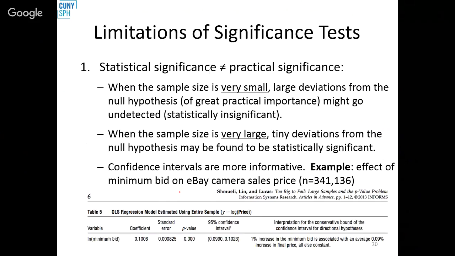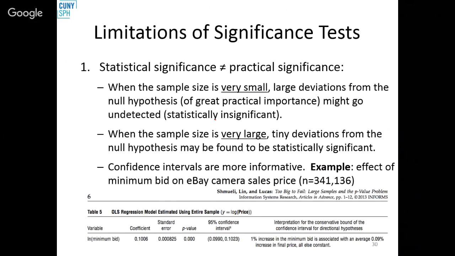When you have a small sample size, then even large, important deviations or differences from your null hypothesis might not be statistically significant. So in that case, practical differences may not be statistically significant. That is what you would call an underpowered study. You don't have enough power to reject a null hypothesis even when there's an important practical difference.